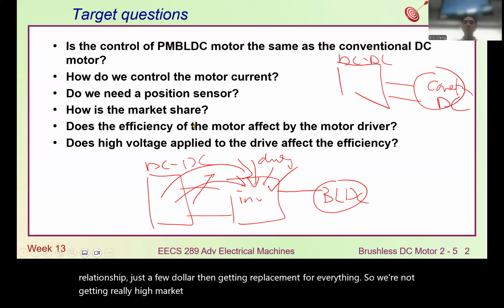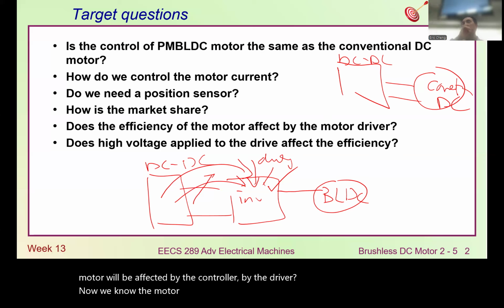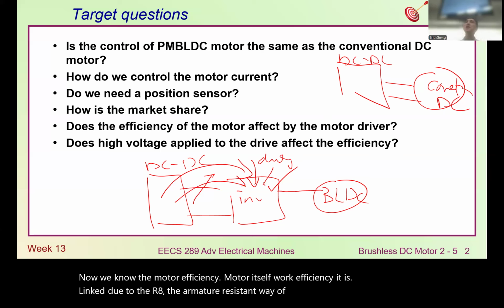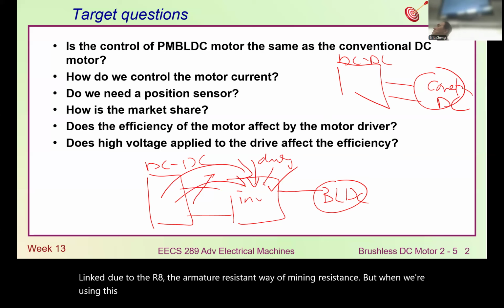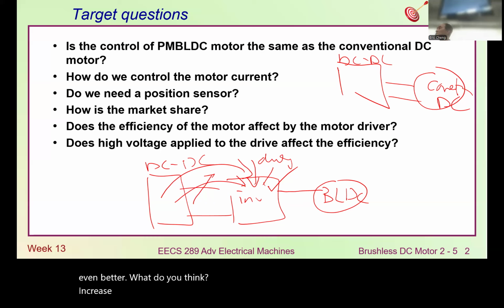The efficiency: do you think the efficiency of the motor will be affected by the controller, by the driver? Now, we know the motor efficiency, of the motor itself, is mainly due to Ra, the armature resistance, or winding resistance. But when we're using this motor driver, do you think the efficiency will be lower, higher, unchanged, or even better? What do you think? Efficiency could be increased, right? Okay. Sheldon, what do you think?